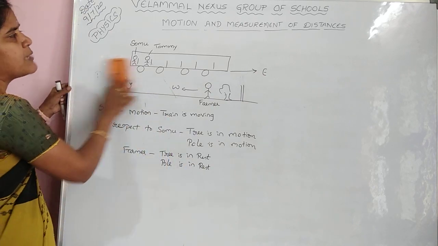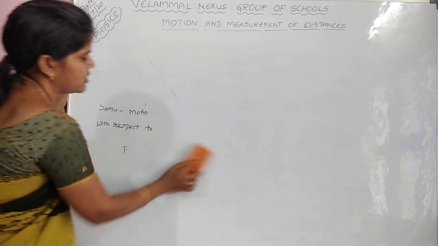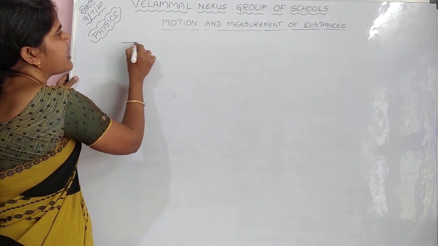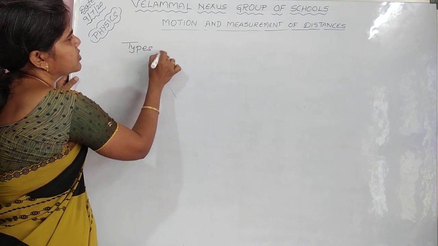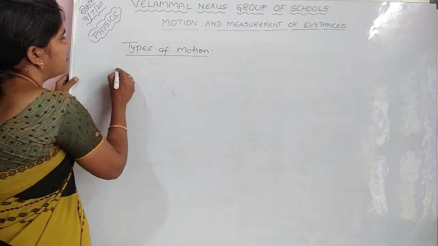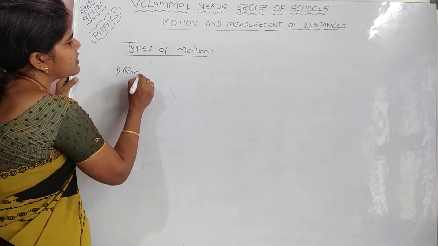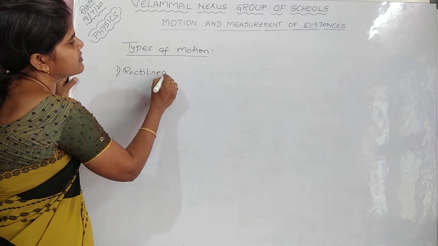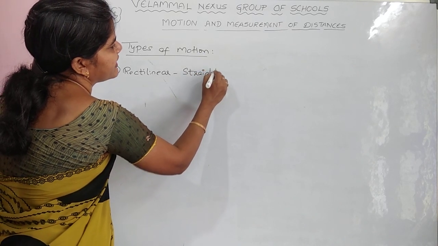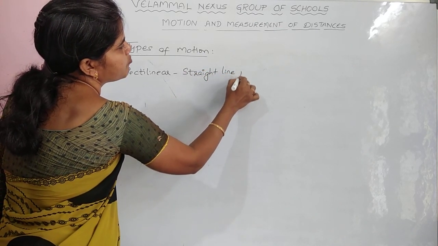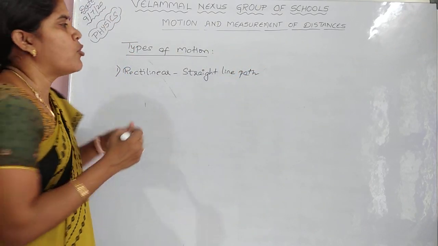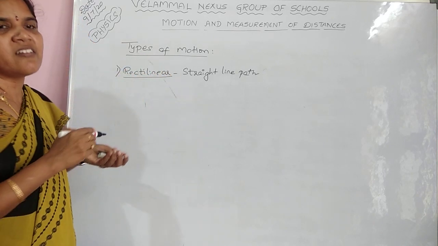Now we'll go for types of motion. In types of motion, we'll discuss only rectilinear and circular today, children. Remaining we'll learn tomorrow. In types of motion, the very first one is rectilinear motion. What is rectilinear, children? It is a straight line. If a body moves in a straight line path, then we can say that the motion executed by the body is rectilinear.